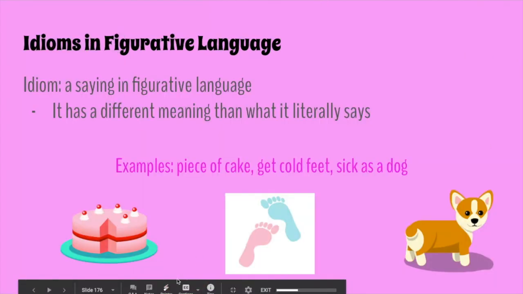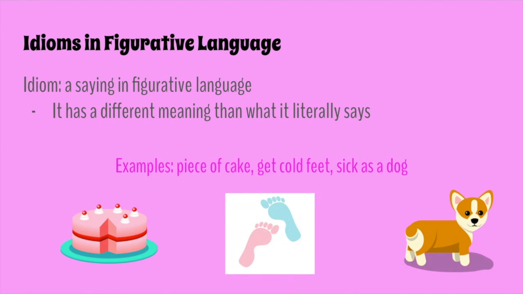All right, so our big focus is idioms. And remember, idioms are just one type of figurative language. These are just sayings that we can have in figurative language. It's just one type, even though I have tons of examples. So an idiom has a different meaning than what it literally says. Some examples: the first one I gave you was a piece of cake. I don't literally mean that it was a piece of cake. I mean that it was really easy.